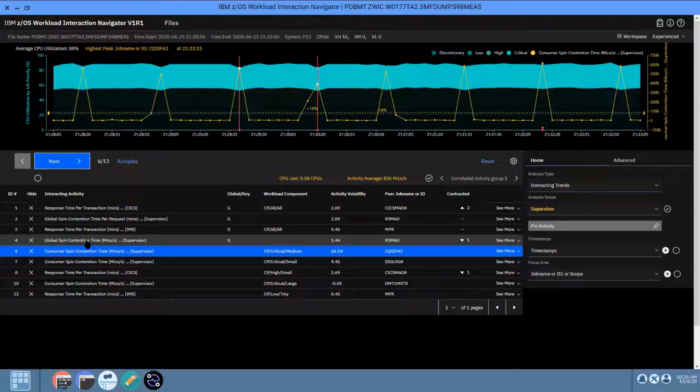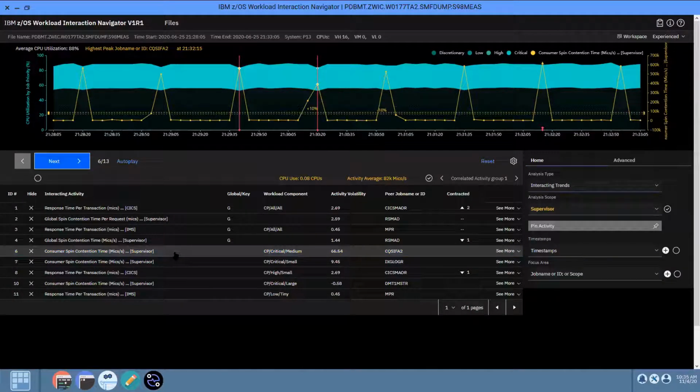So the idea is that, at the time that there's global spin contention time going on, there are processor units that are spinning the CPU waiting for a resource to become available. So it's not a productive use of CPU resource. And so, minimizing contention time is always good, but minimizing spin contention time is also good. So consumer spin contention time identifies which jobs are actually experiencing spin contention time.